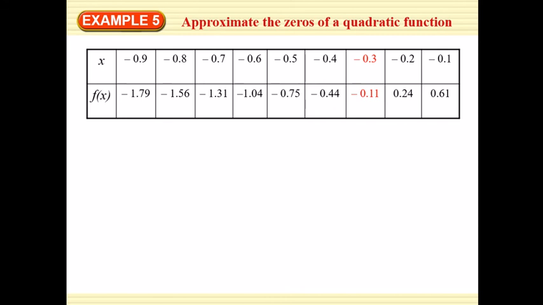And we can see that yet again I get some values that are really close to 0, and I'm choosing the x value that is closest.